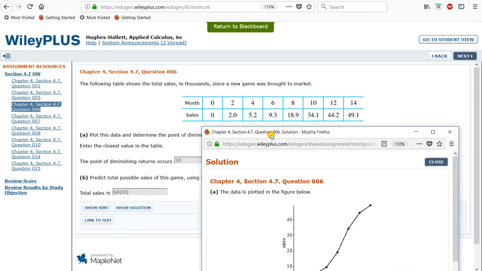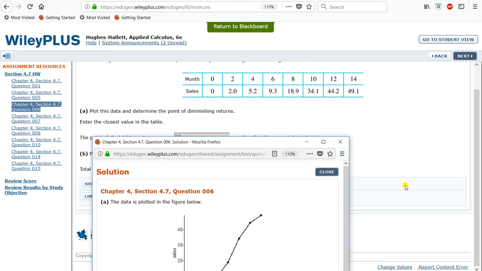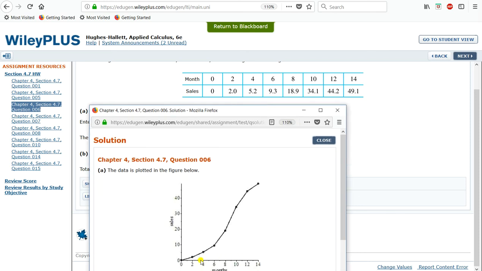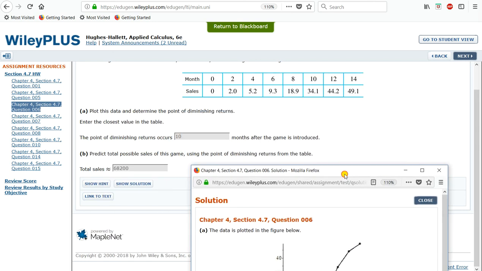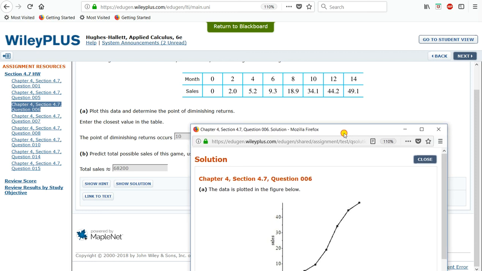Okay, so you just want to plot this one, so it's easy. The months are on the x-axis, the sales is on the y-axis. 0, 0 is here. For 2 months, you get 2, which is around here. 5 is here, 10 is here, so 2 is around here. For 4 months, you get 5.2, so it's around here. Just keep doing that and connect the points together. You get this graph here.